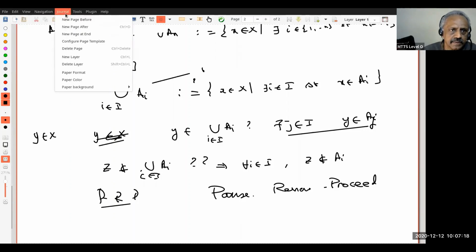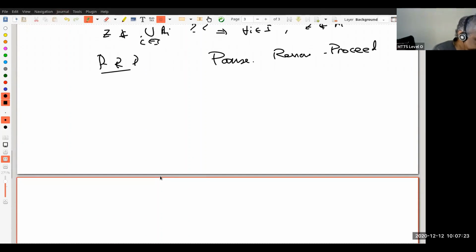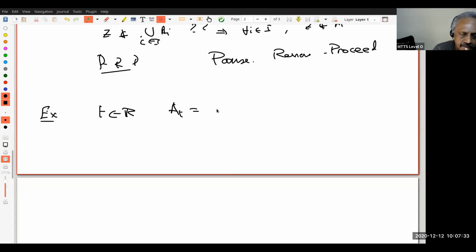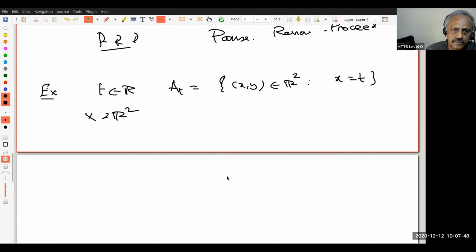Let us look at a very simple-minded example, the earlier example where I define, for t in R, A_t equal to the set of all (x, y) in R^2 with the condition that x must be equal to t. You follow that? Now, what is the union of A_t, t in R?